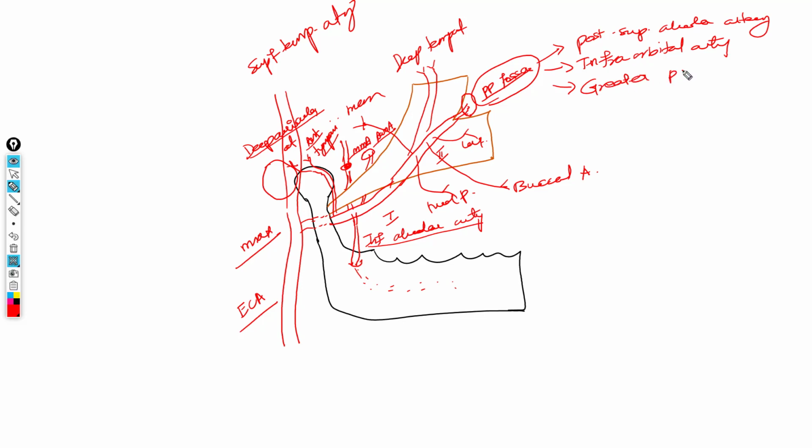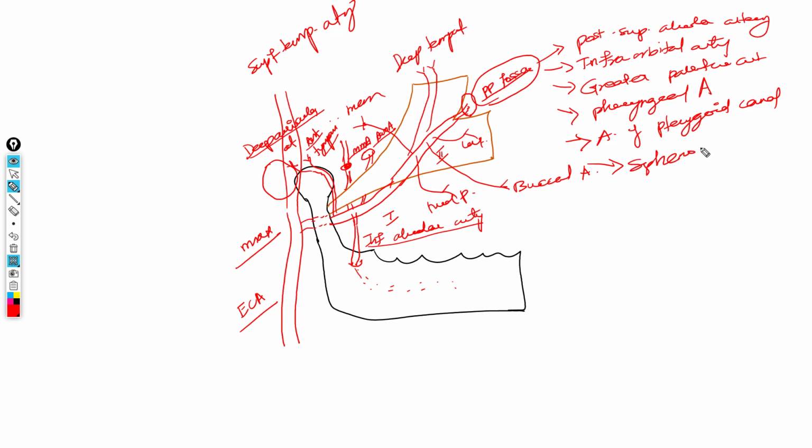That artery is called as a greater palatine artery. Then another artery which is called as a pharyngeal artery. Then one more branch that is called as artery of pterygoid canal. Then the last branch is the continuation of the maxillary artery into the nasal cavity, that is called as the sphenopalatine artery. So how many branches are there in the third part? So almost 1, 2, 3, 4, 5 and 6 branches are there, right? So in mnemonic it is called as a PAGPAS, P-A-G-P-A-S.